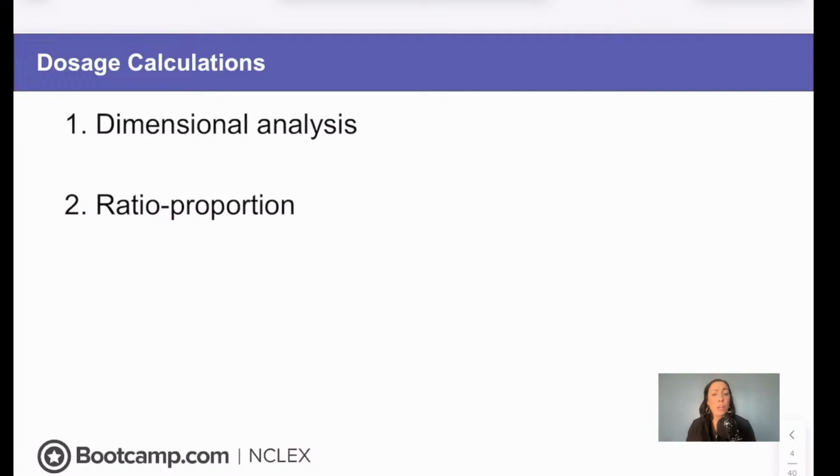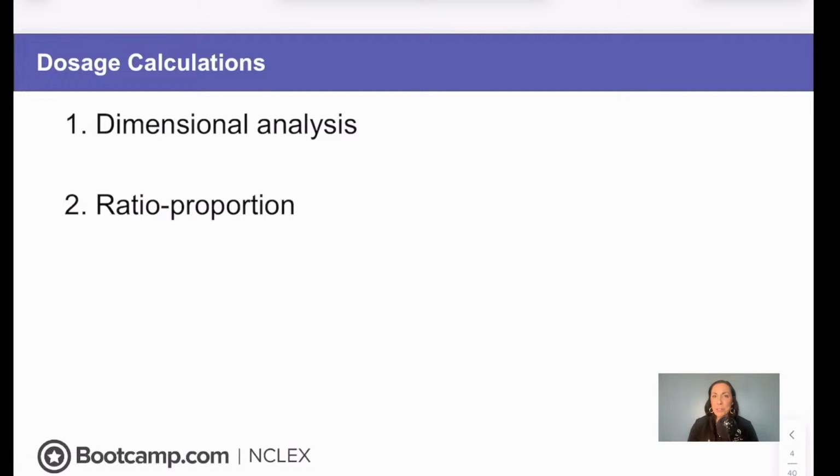Okay, so we are going to tackle some dosage calculation questions, and there's two ways that we can go about solving this that we're going to go over, and that's going to be using dimensional analysis and ratio proportion. Who here is more of a dimensional analysis person, or are you a ratio proportion person? What's your preference, or do you not have a set preference? I definitely think that it's best to find a way that works for you and stick to it. You're just less likely to make mistakes that way.